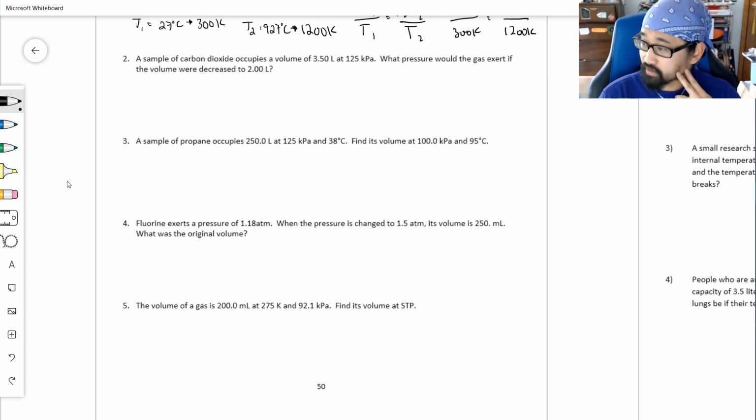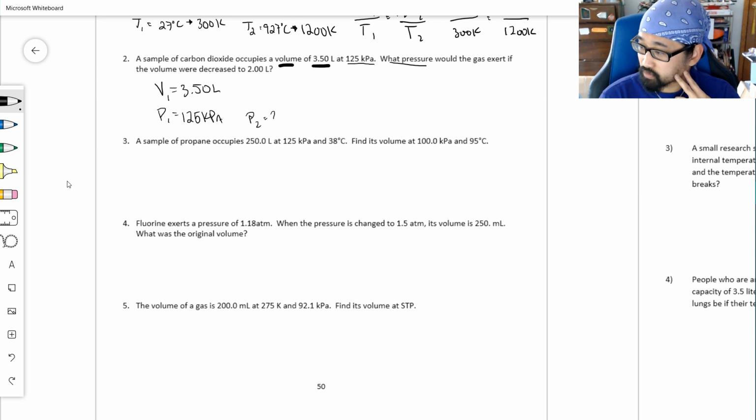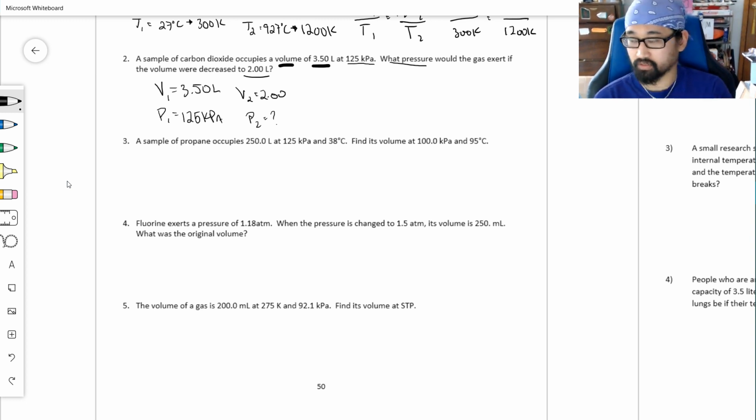Sample of carbon dioxide has a volume of 3.5 liters at 125 kPa. So V1 is 3.5 liters, P1 is 125 kPa. What pressure? P2 is what we don't know, and V2 is 2 liters. Alright, so we didn't mention temperature, which means it doesn't matter, it would be the same on both sides, so it would cancel out. So mathematically we don't need to worry about it.